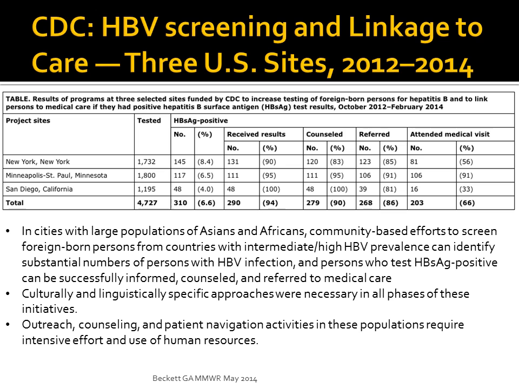So what they really highlighted here in their MMWR communication is that in cities with large populations of Asians and Africans, community-based efforts to screen foreign-born persons from countries with intermediate to high hepatitis B prevalence can identify substantial numbers of persons with hepatitis B infection. And persons who test hepatitis B surface antigen positive can be successfully informed, counseled, and referred to medical care. What they also noted was that culturally and linguistically specific approaches were necessary in all phases of the initiative, from planning, implementation, screening, counseling of test results, and linkage to care. And finally, outreach, counseling, and patient navigation activities in this population require intensive effort and use of human resources.